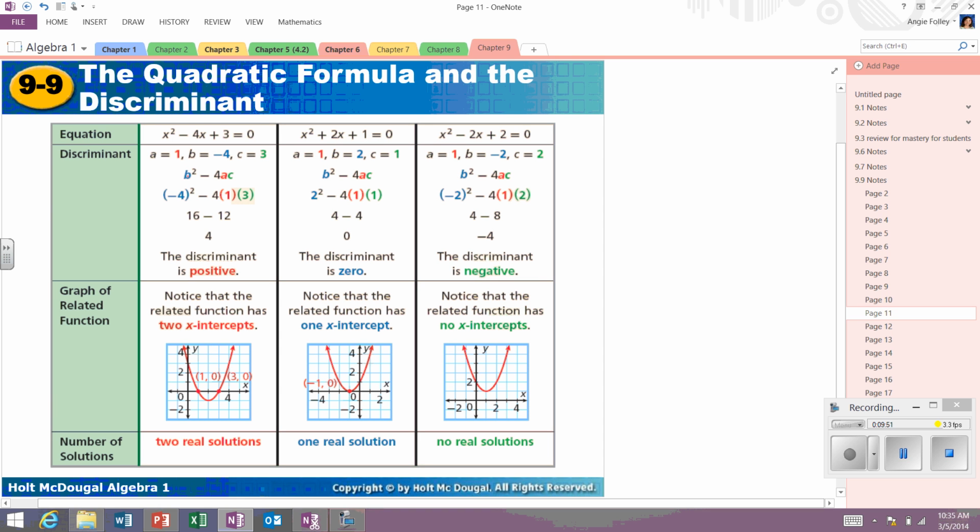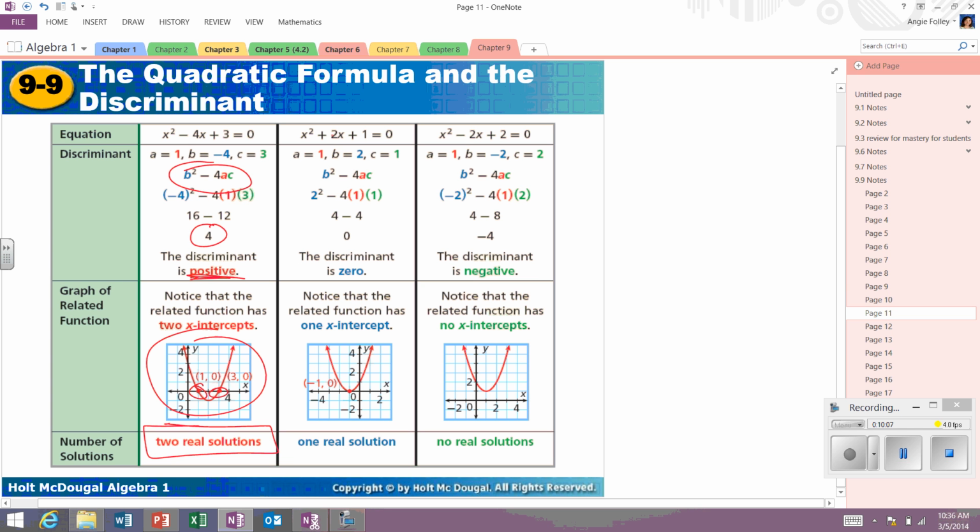If you plug those values into your discriminant and you get a number that is positive, that means that you have two real solutions, meaning if you look at a graph, there are two solutions.